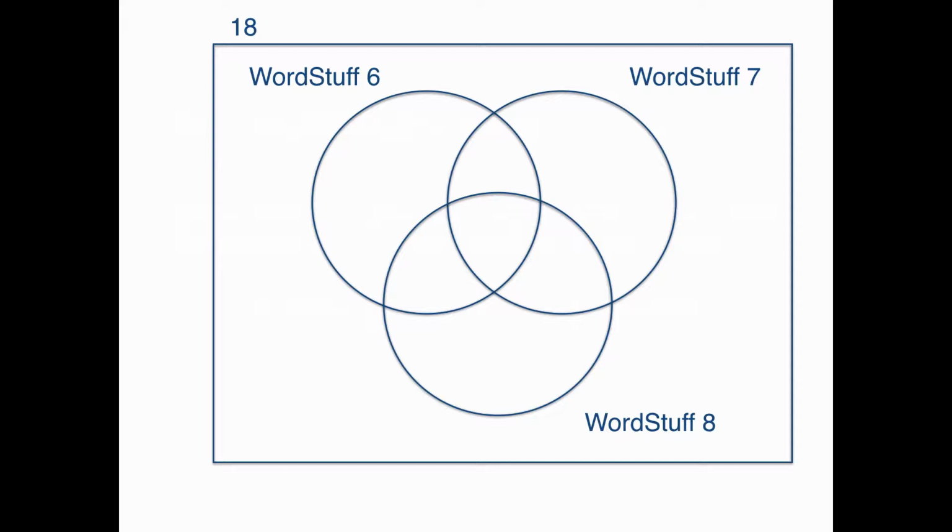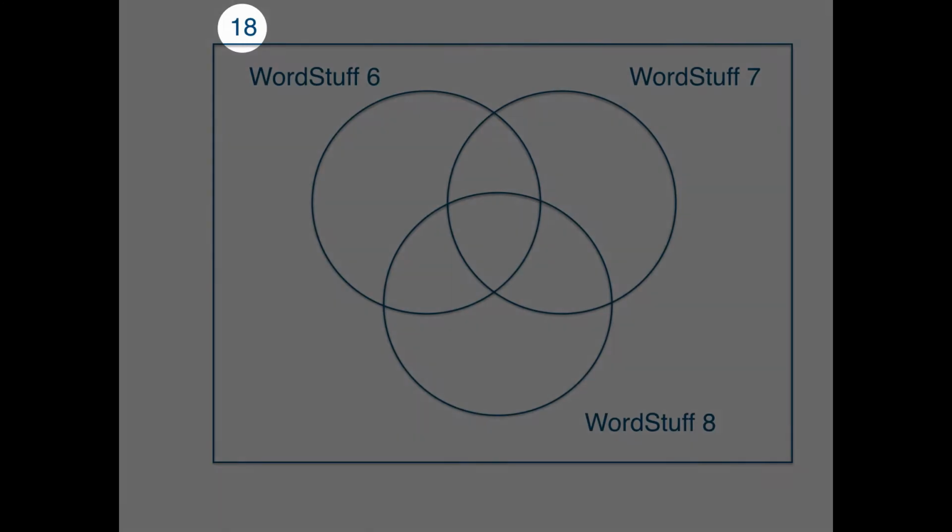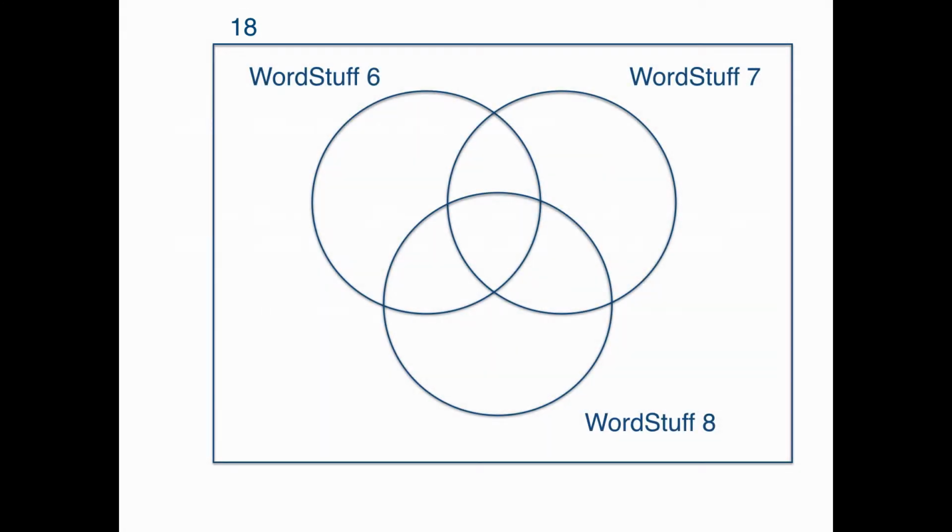So, to start, we draw the rectangle for the whole set of contractors, and writing 18 above it reminds us of the total number of contractors. Then, for each circle, we'll pencil in the total number of contractors who have that version of WordStuff. So, for example, the total number of contractors in the set who own WordStuff 6 is 7 contractors. 9 of them have WordStuff 7, and 7 contractors have WordStuff 8.